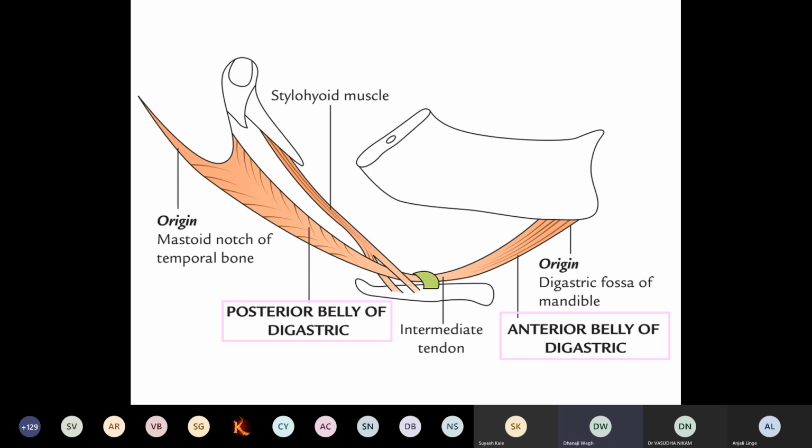Now the next muscle is the digastric muscle, with a posterior belly and an anterior belly. The posterior belly arises from the mastoid notch of the temporal bone and goes toward the intermediate tendon. It forms the intermediate tendon and runs anteriorly as the anterior belly of the digastric. From the digastric fossa of the mandible, the anterior belly runs and forms the intermediate tendon, which goes toward the hyoid bone.